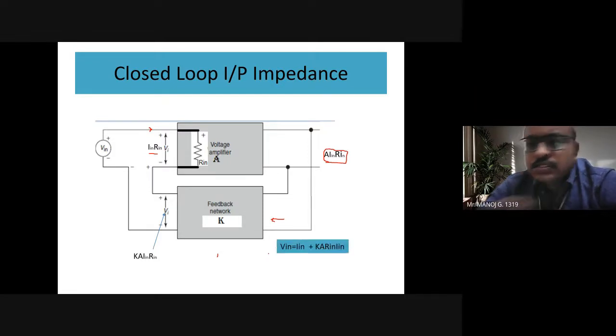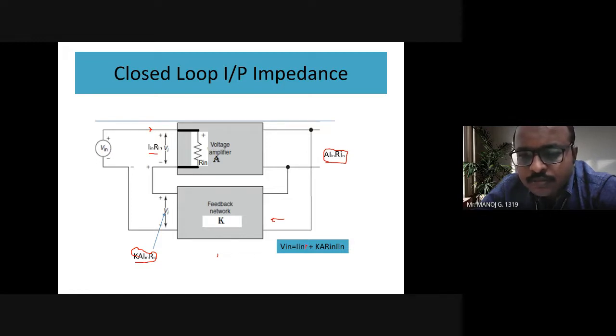Get something like this. Input voltage is equal to In plus K into A into In into Rn. Sorry, In into Rn is not coming there. And why? That has to come. It is based on the interference pattern.